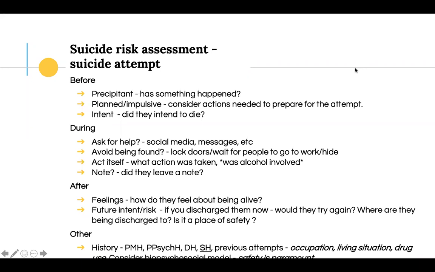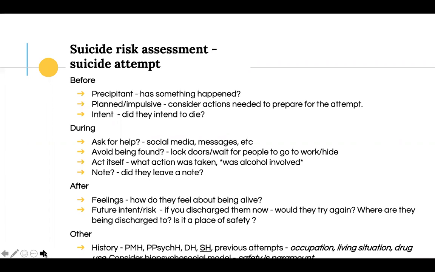And then during, I would get a really clear, detailed account of what actually happened, down to the last detail. The more detail you get at the front door, the more thankful the psychiatry team will be. So did they lock the door? Did they go somewhere high? Did they do it out of sight? As I said, was alcohol involved? Did they leave a note? That's also an important one.